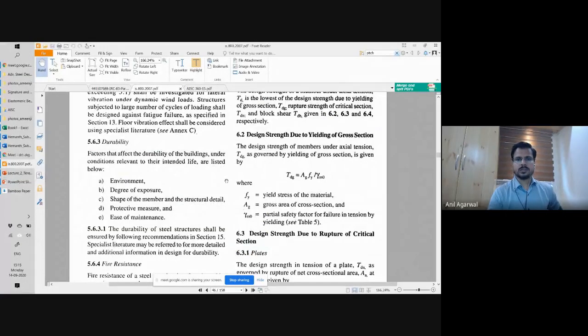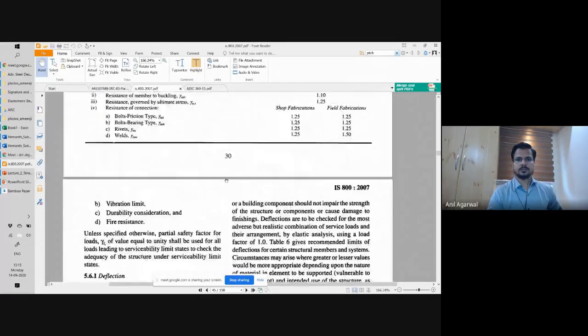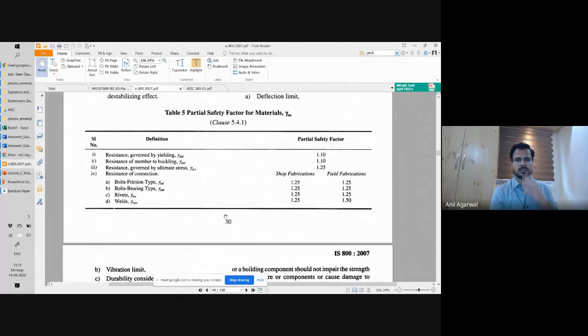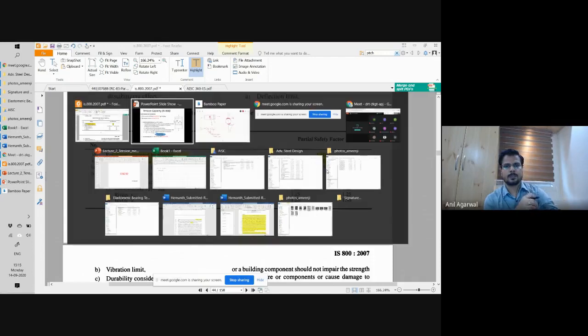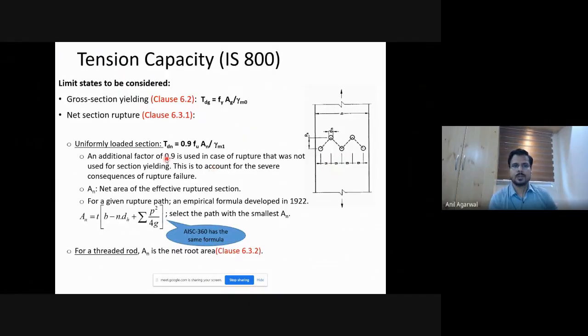Let's look for gamma M0 in table 5. So here is table 5, page number 30 in IS 800, where it gives you the gamma M0 values. Resistance factor gamma M0, governing yielding, and similarly governing buckling. Both of them are gamma M0, and the values are 1.10 in both cases. Fine.